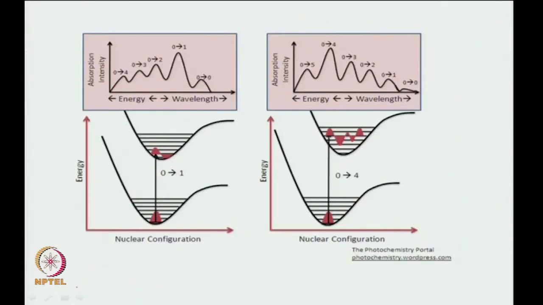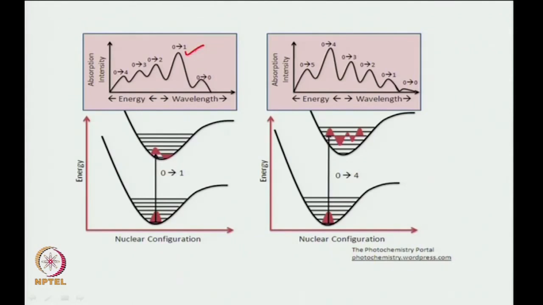Here, this is what I was talking about. So, look at this. On the left panel, you have a nuclear configuration. In this nuclear configuration, you have a 0 to 1 transition. The 0 to 1 transition is your highest. The 0 to 1 transition means from V equal to 0 in the ground state to V equal to 1 in the excited state, right? Now, this is your absorption intensity, that means the intensity of your transition. Now, look at this. 0 to 1, you can see, has the maximum intensity because that is the most probable transition that is happening. What is it defined by? It is defined by the overlap of a vibrational wave function, the Franck Condon overlap. The higher the value, the higher the intensity.